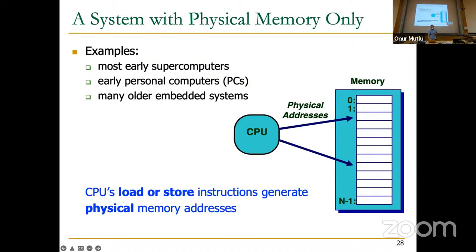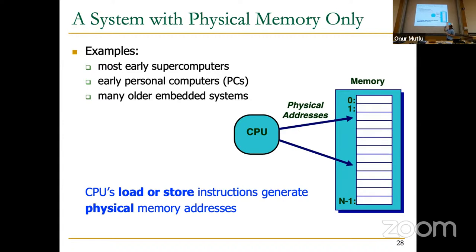Let's take a look at a system with physical memory only. If you look at a physical system, and as I said, if you were living in the 1950s, 60s, you would deal with this, unfortunately. Basically, there's no indirection. CPU provides physical addresses. Physical addresses are encoded in the program, and they directly access the physical memory. There's no indirection layer, as we will see soon.